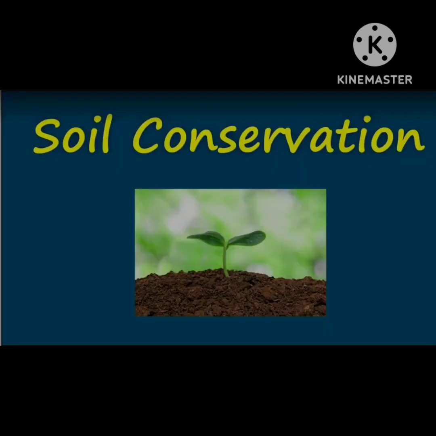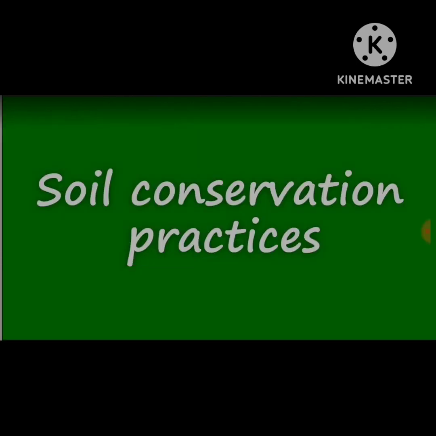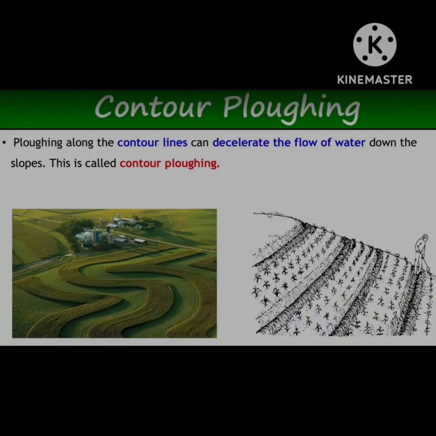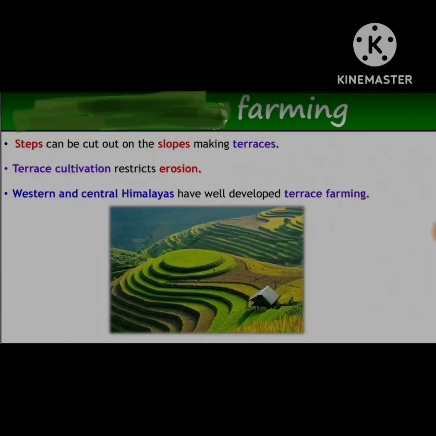Children, we cannot stop soil erosion, but definitely we can control it by practicing soil conservation methods. Let us know about some of them. Contour ploughing, or ploughing along the slopes of the mountains or hills to reduce the flow of water flowing down. Strip cropping, where between two rows of crops grown, the barren land is covered with grass or another crop is cultivated. Terrace farming, where the slopes are cut into steps and cultivation is done.